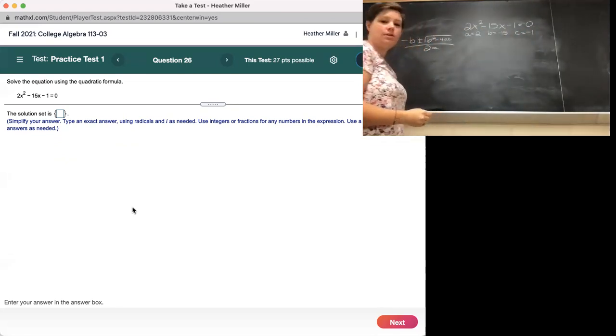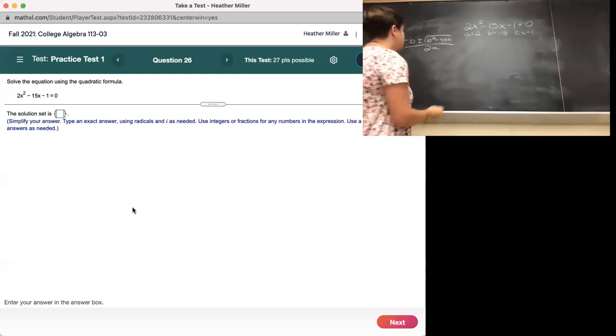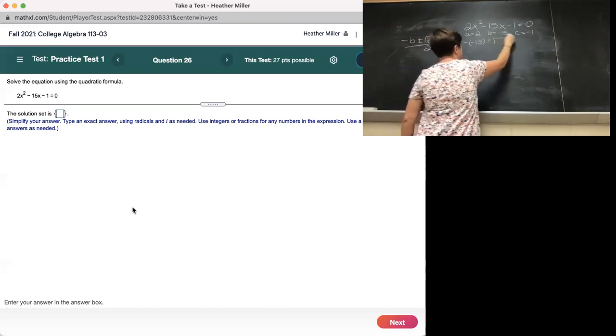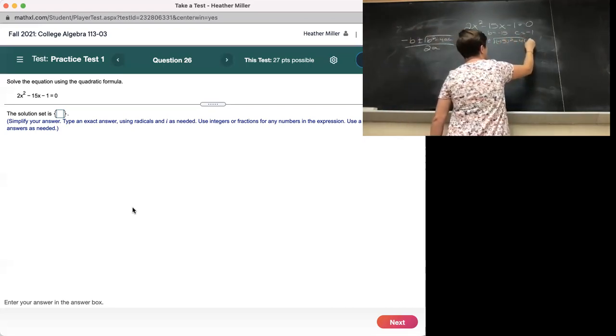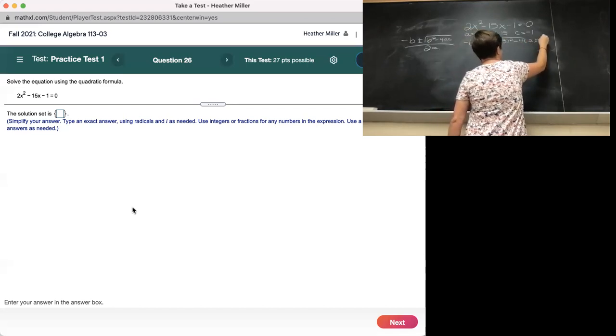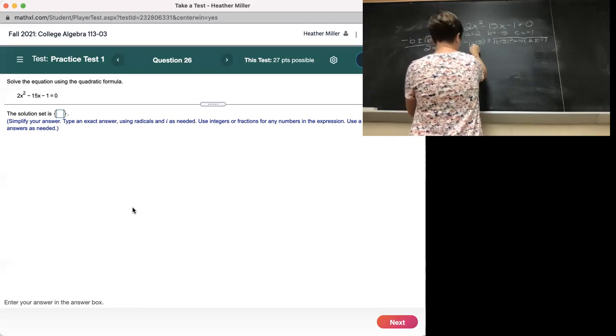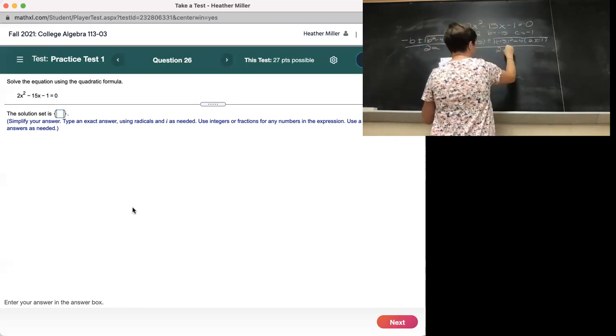And then I'm going to plug those into my quadratic formula. So I have negative b plus or minus the square root of b squared minus 4ac all over 2a.